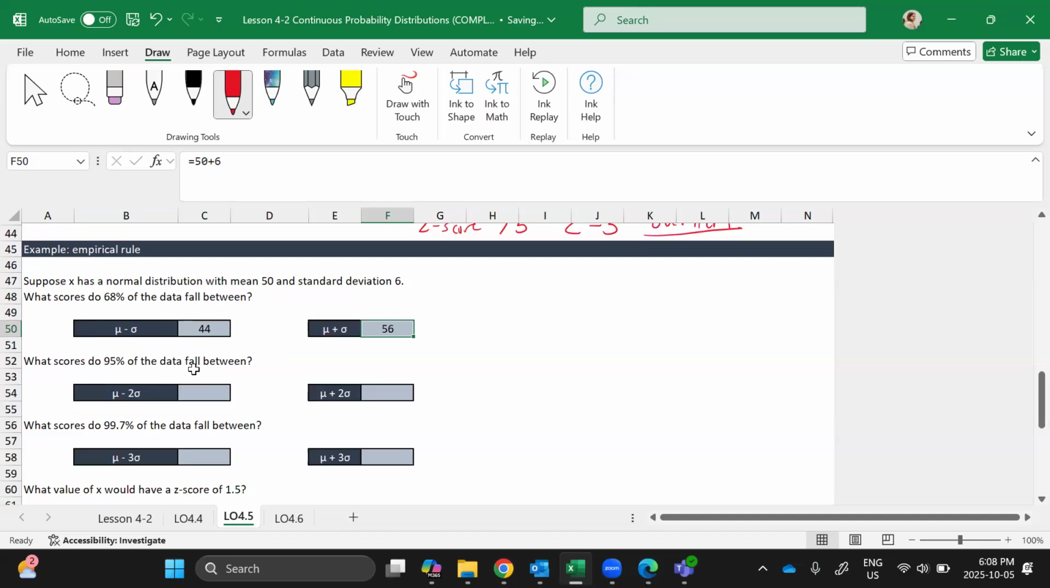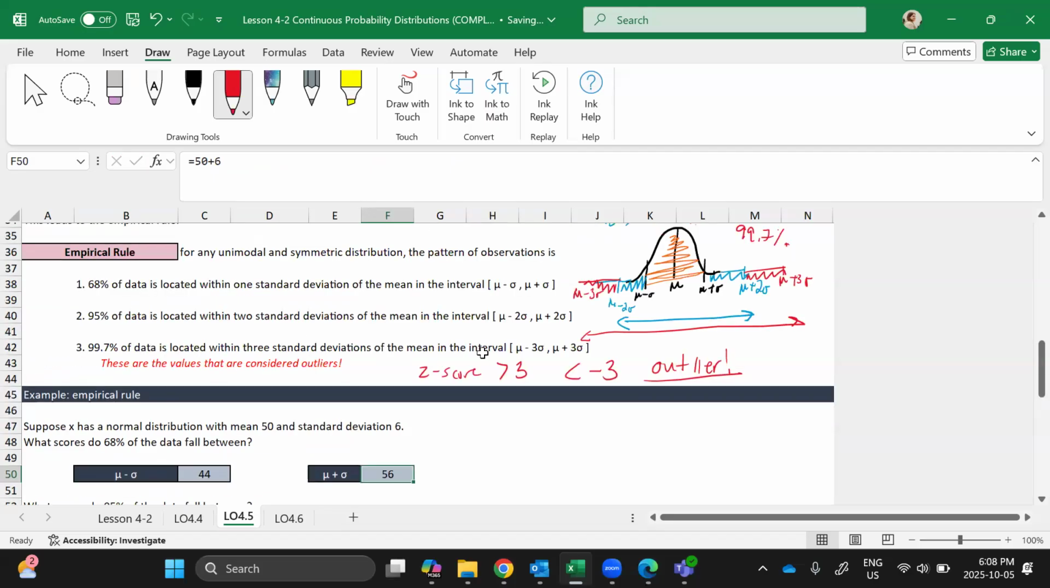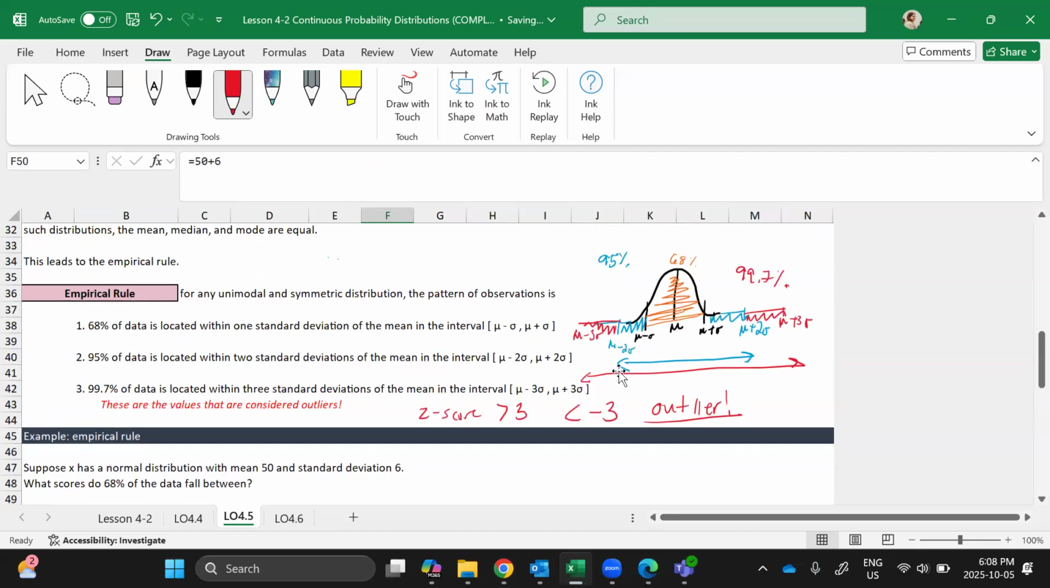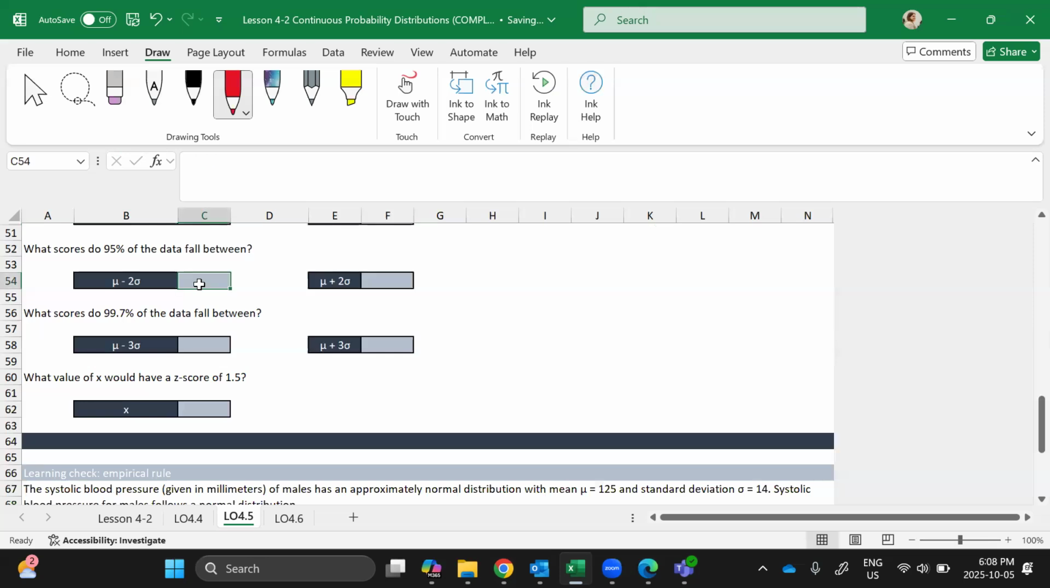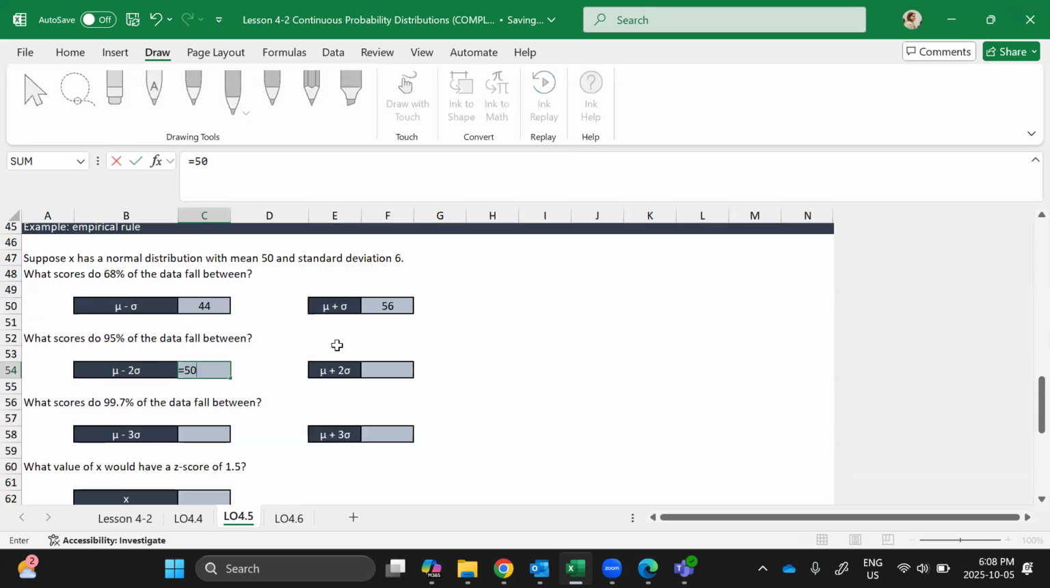What about 95% of the data? According to the rule, 95% should be within two standard deviations. What does that mean? It means you would take the mean and minus 2 times the standard deviation, and take the mean and do plus 2 times the standard deviation of 6. This means 95% of your students should score between 38 and 62 if this is a test.